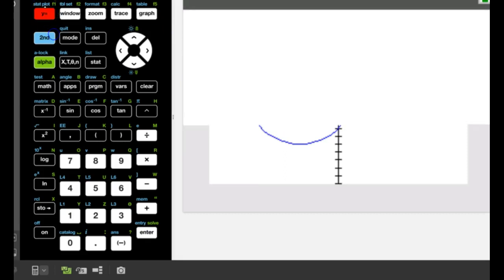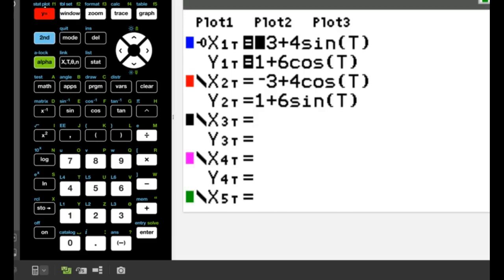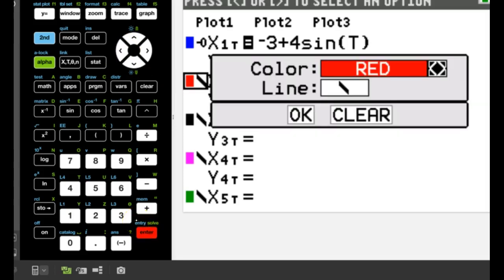If I go and do the exact same thing for the red one, I'm going to turn it on for my second set of equations, and I'm also going to change the line so that it will be a snail with the trail.